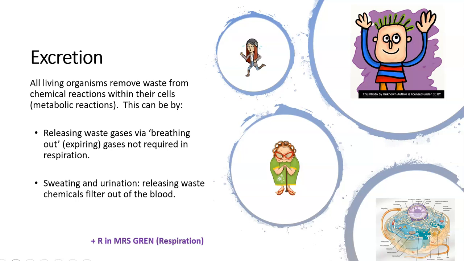Mrs. Gren has respiration as one of her R's. Okay, and so that does cover some of excretion. So respiration is a process where living organisms use glucose or a carbohydrate plus oxygen to release energy, okay, in the process of respiration. So all living organisms respire, and by having excretion in Mr. Engro, it is just saying that you're recognizing that respiration exists because it's a metabolic reaction.